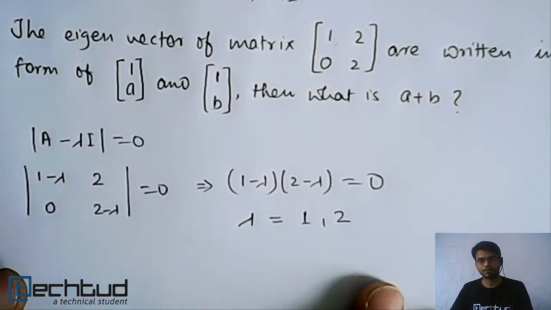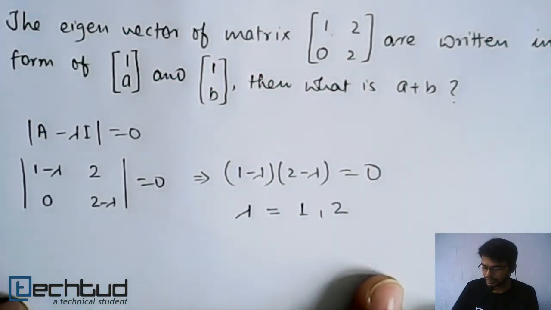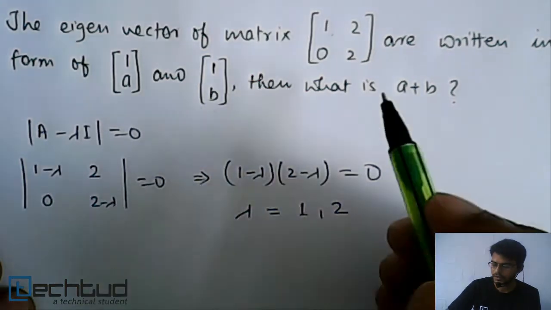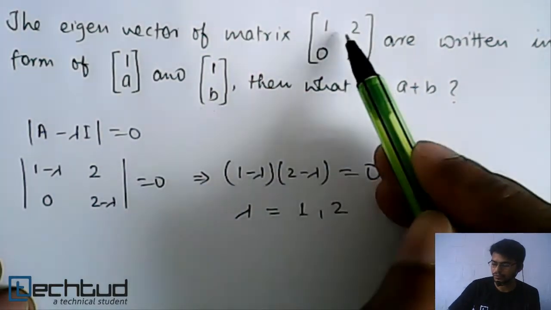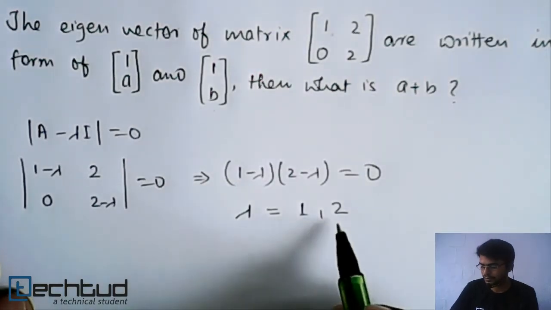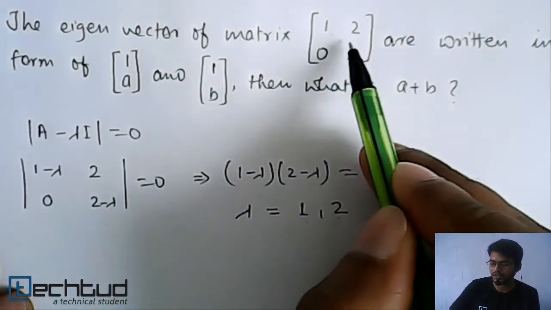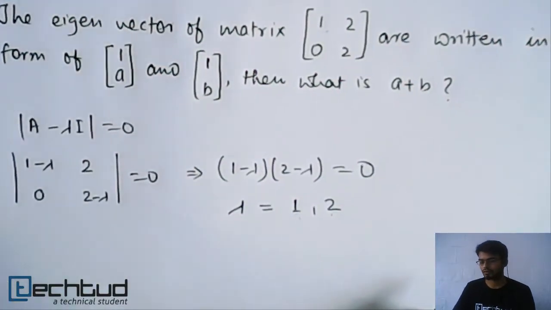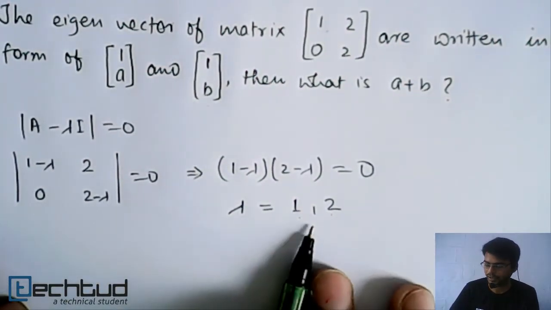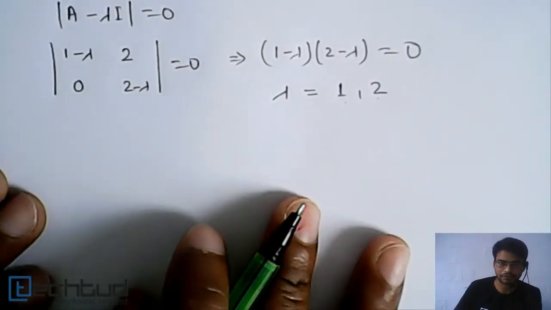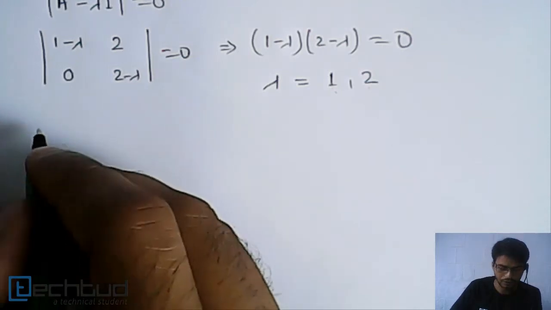So now we have two eigenvalues. If you want to check the eigenvalues, the sum of the eigenvalues should be equal to the trace of the matrix. So 2 plus 1, that's clear. And the product should be equal to the determinant, so that is also equal. So we can understand that my calculation is correct. Now let's go for calculating the eigenvector.